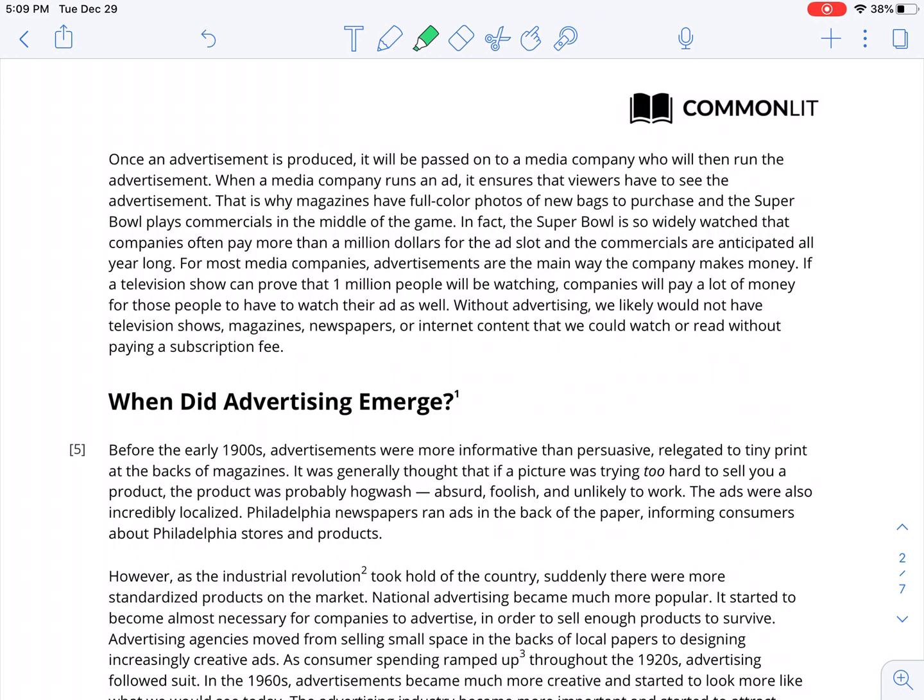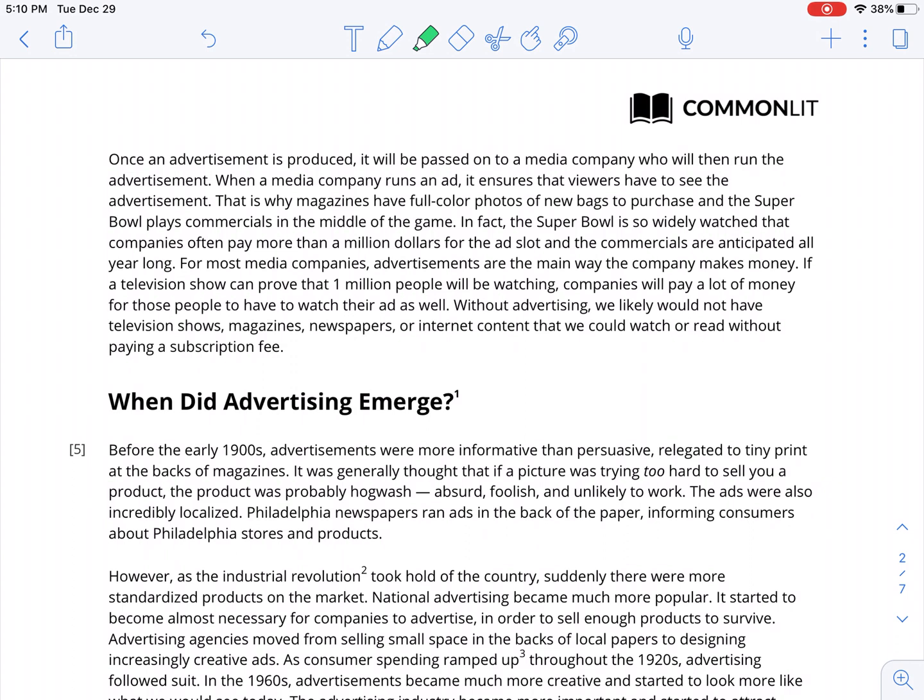Once an advertisement is produced, it will be passed on to a media company who will then run the ad. When the media company runs an ad, it ensures that viewers have to see the advertisement. That is why magazines have full-color photos of new bags to purchase, and the Super Bowl plays commercials in the middle of the game. In fact, the Super Bowl is so widely watched that companies often pay more than $1 million for the ad slot, and the commercials are anticipated all year long.